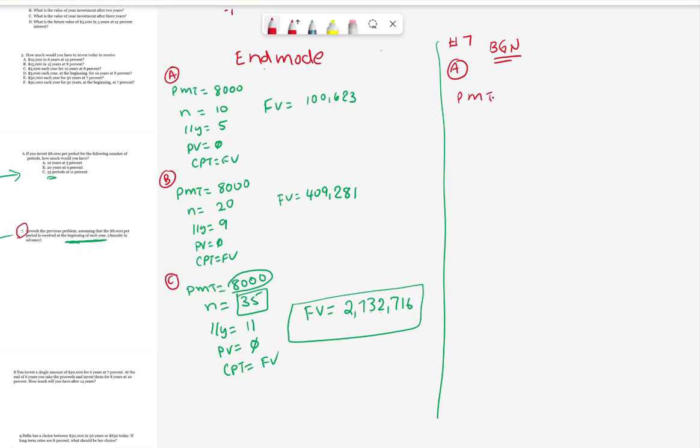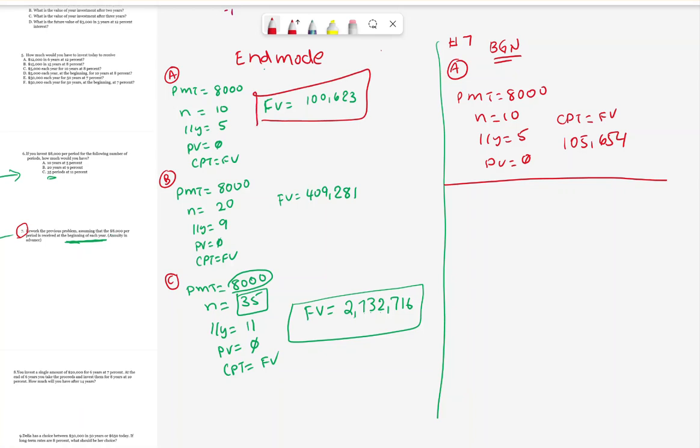In this case, you're going to have a payment. Your payment stays the 8,000. Your N will be 10. Your IY is equal to 5. Your present value is equal to 0. You're going to compute your future value, and that future value should be 105,654. So that was your first one. Now if you put it in the end mode, your answer was different. If you put it in begin mode, your answer is different. So do not make that mistake, because you want to get it right on the test.